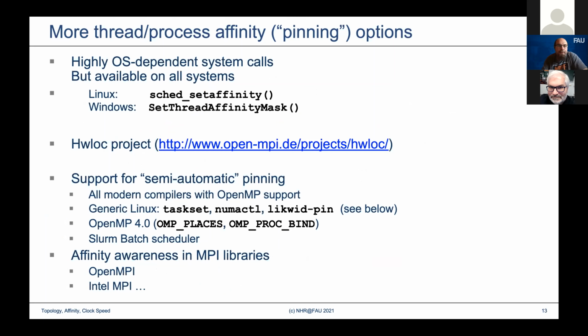There are other ways to pin your threads to cores, like sched affinity and so on. It's more work for the user. The user has to know the topology and so on. So that's why likwid-pin provides you some helper functionality. It's a semi-automatic pinning.